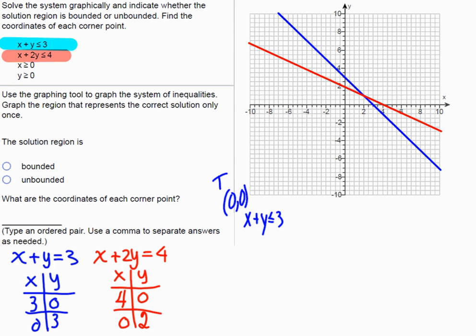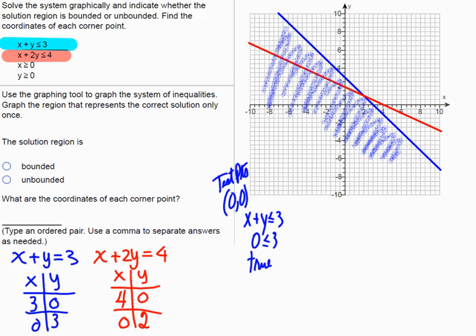We're doing tests. Okay, so 0 would be less than 3. That's a true statement. So on the blue, we're going to shade everything underneath the blue. Going to shade it good.